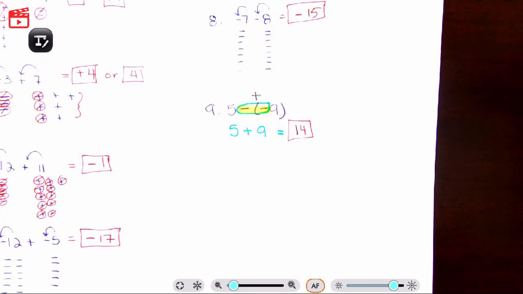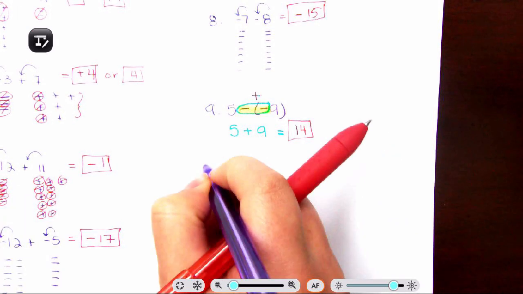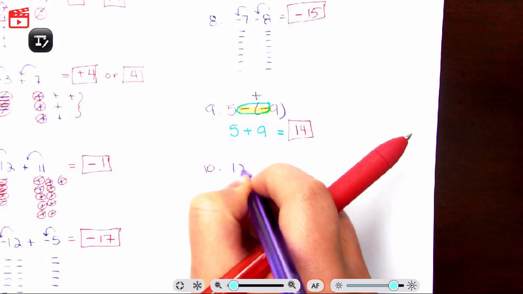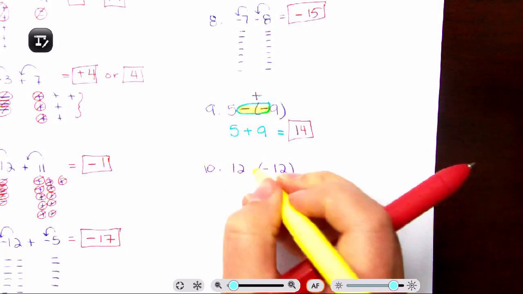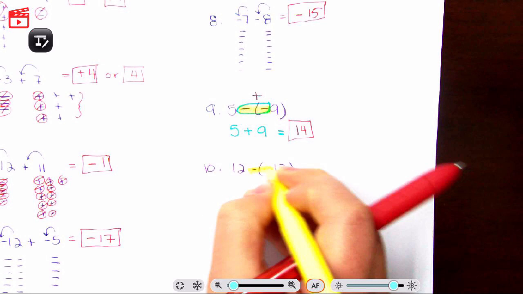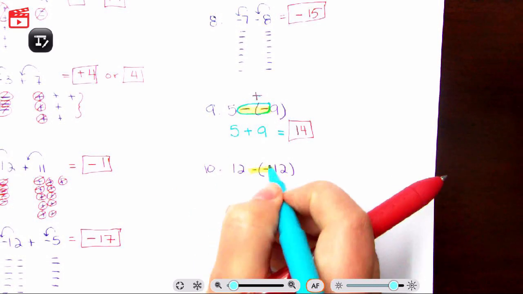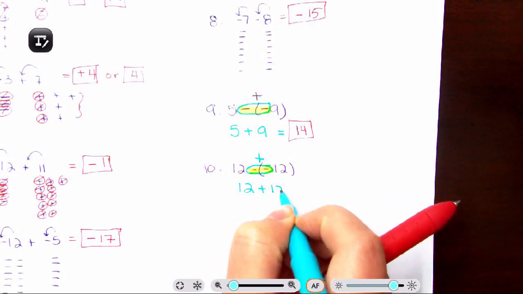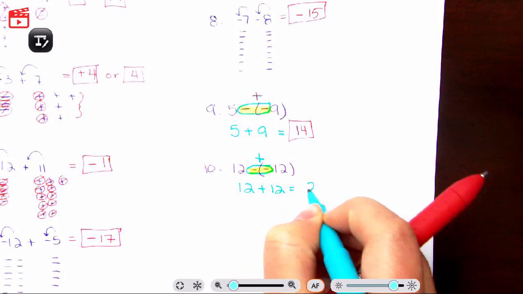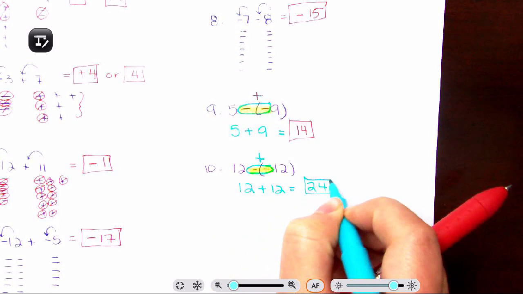All right, number 10. Number 10, again, is very similar to that. We have 12 minus negative 12. Again, anytime you have two negatives next to each other like this, and you can circle them, that means we can actually write a plus on top. That means I have 12 plus 12. 12 plus 12 is 24.